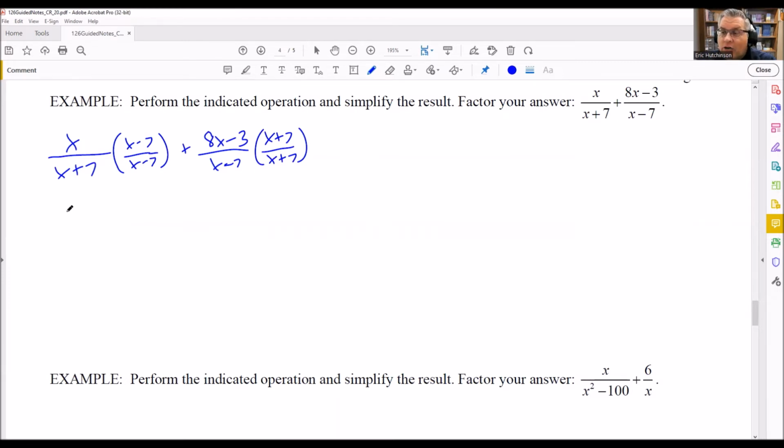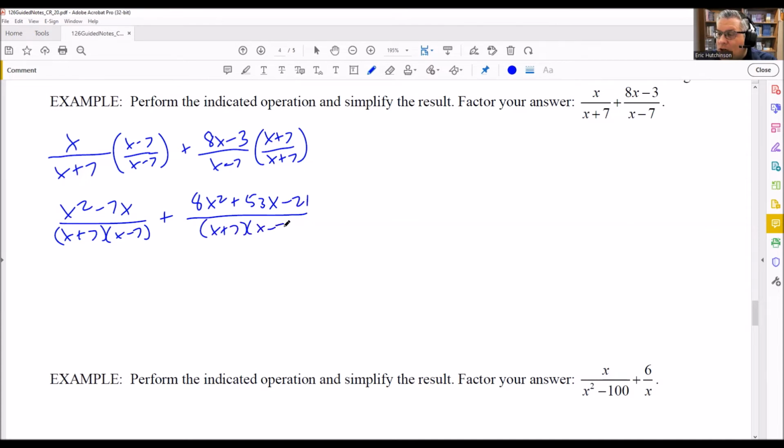Now let's multiply across the top, x squared minus 7x. In the bottom, I'll keep this in the factored form. Next, we're going to multiply across the top here. 8x times x is 8x squared. I have 56x minus 3x, which is going to be 53x, minus 21. In the bottom, I have x plus 7, x minus 7.